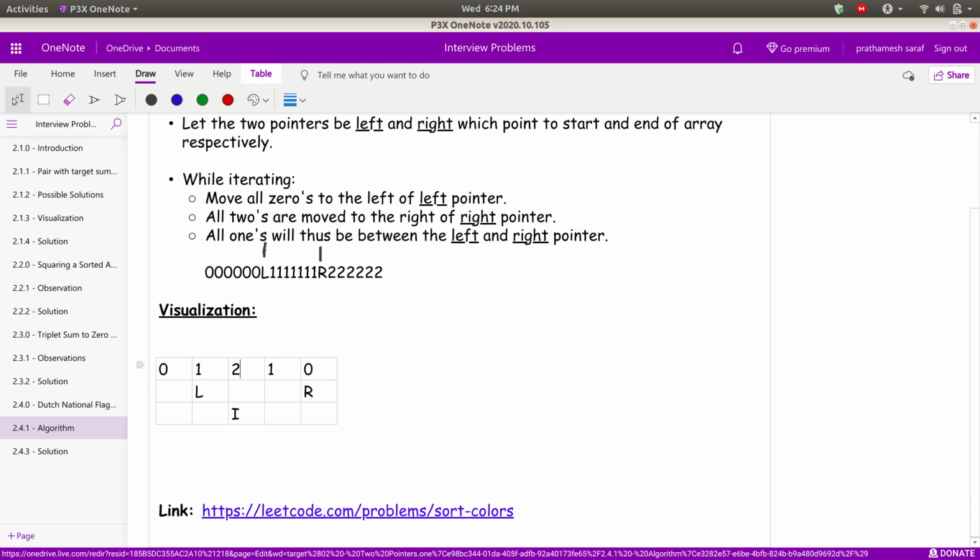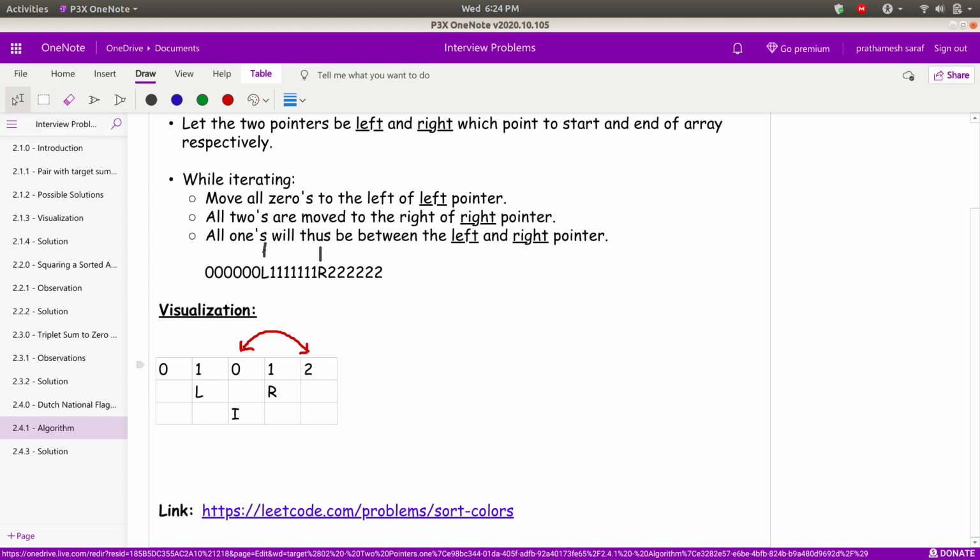Now I see that at this ith position I am having the value of 2, and as per the case what I need to do is I must swap, that is all the twos must be after R, right? So I am going to swap again this and the value at which my R is pointing. So I am going to swap these two terms, right? So this 2 will become 0, and this 0 will become 2, right? And I'm going to decrement my R here. Now I will have my R here, right?